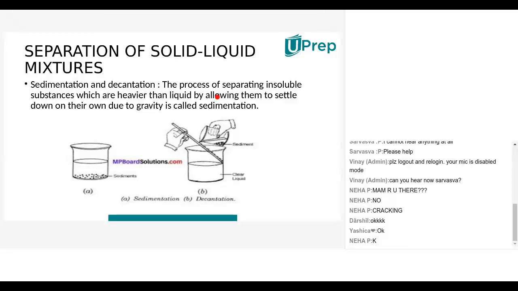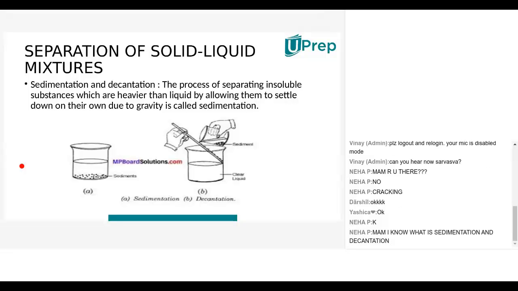For example, sedimentation and decantation. First one, sedimentation and decantation. The process of separating insoluble substances which are heavier than liquid by allowing them to settle down on their own due to gravity is called sedimentation. Understood, children? Sedimentation is mainly used to separate. Yes, very good, Neha. Sedimentation and decantation we have already learned in standard 4, but we are going into a little bit more depth.